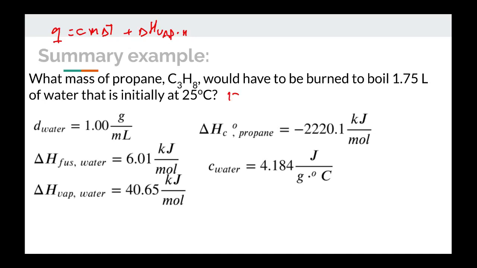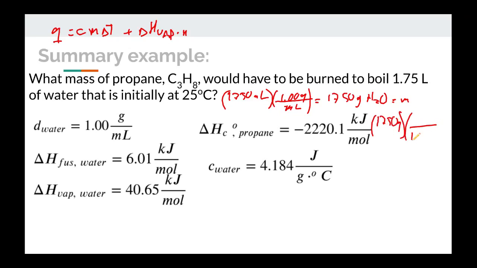So we have 1,750 milliliters of water, and its density is 1 gram per milliliter. So that means we have 1,750 grams of water. So that's the m that we're going to need in the first term of this equation. And then we can change that into moles by taking our 1,750 grams and using the molar mass of water, which is 18.015 grams per mole. And we find out that n, the number of moles, is going to be equal to 97.1 moles. So now let's go stick that in this equation.